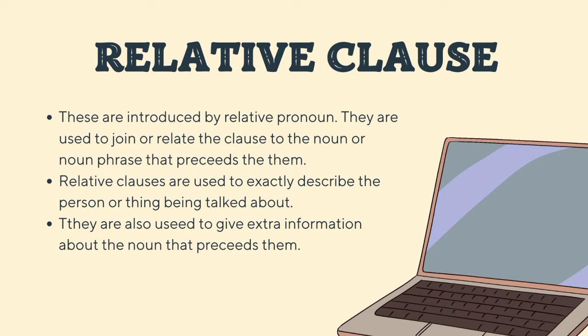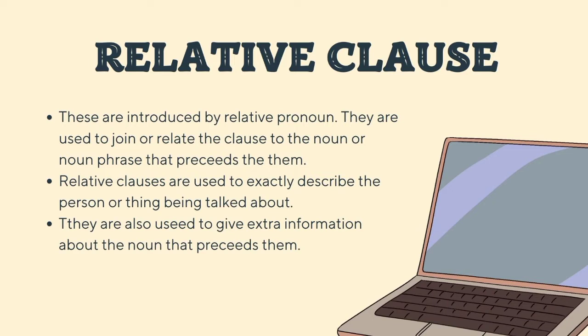A noun should come before the relative clause. For example, this is the bag which I was talking about. The word bag has come before the word what? Which. Which is the relative clause there. That's how we use them.